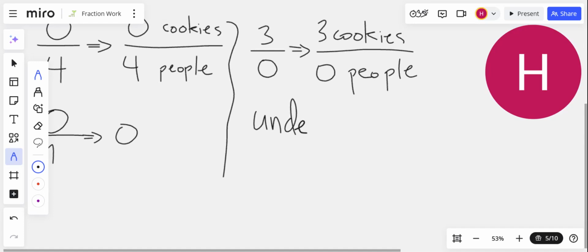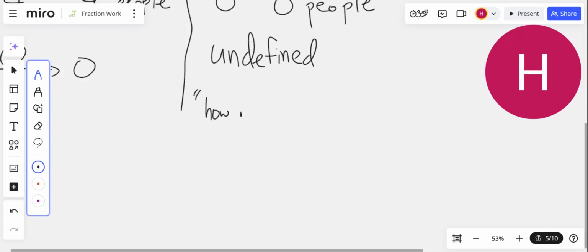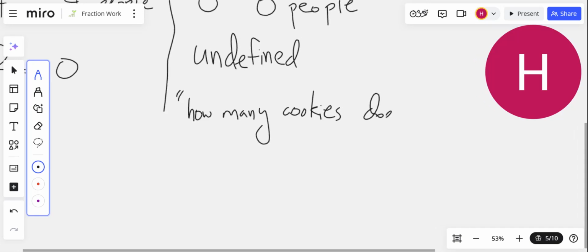It does not matter how many cookies we have, whether it's 0 cookies or 25,000 cookies. If we have nobody to give them to, the question of how many cookies does each person get is sort of illogical. It just doesn't make sense. And therefore the answer to the question is undefined, because there are no people. In fact, I'll even put "each" in quotation marks, because this is theoretically having some people, but in this case we have no people.